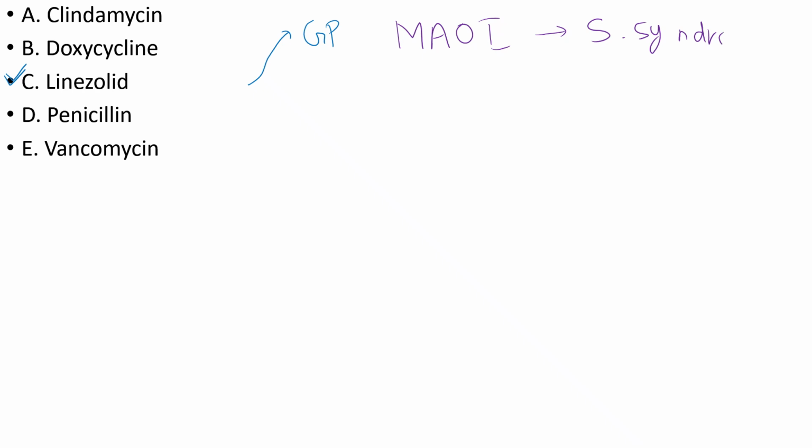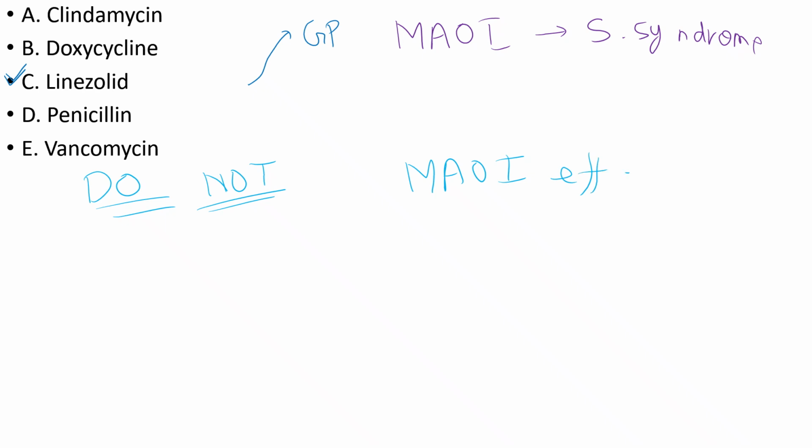Now let us talk about other options. We know our answer, but you should know about other options like clindamycin, doxycycline, penicillin, and vancomycin. They do not have any monoamine oxidase inhibitor effect. Therefore, they do not cause it.